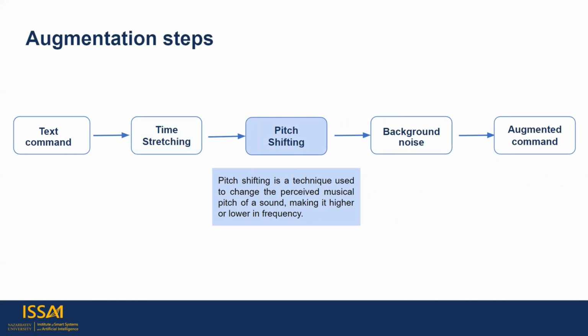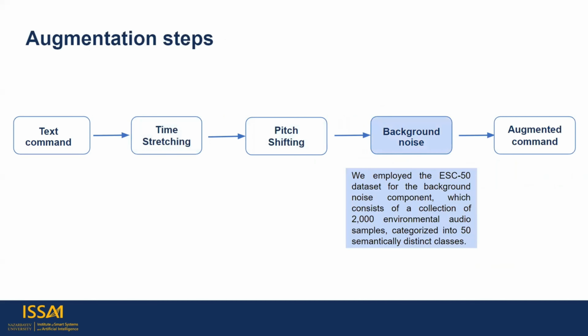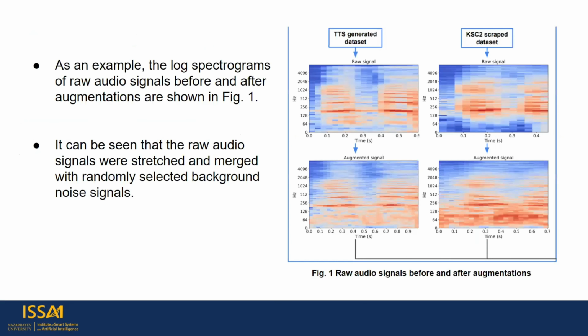We employed the ESC50 dataset for the background noise component, which consists of a collection of 2000 environmental audio samples categorized into 50 semantically distinct classes. And finally, we received our augmented command. As an example, the log spectrograms of raw audio signals before and after augmentations are shown in Figure 1. It can be seen that the raw audio signals were stretched and merged with randomly selected background noise signals.